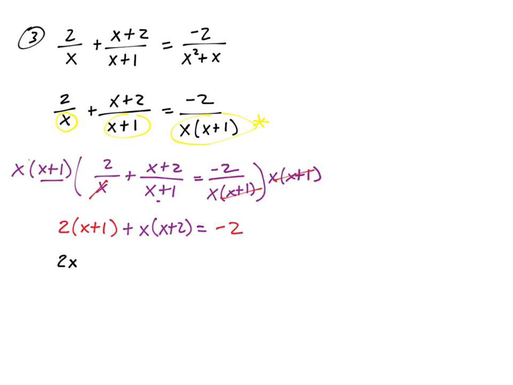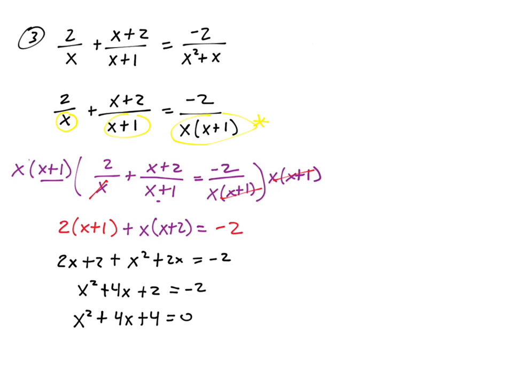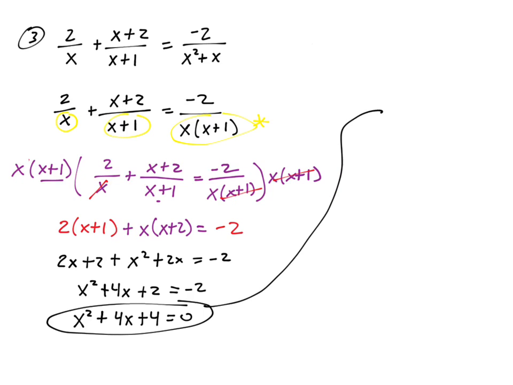So we've got 2x plus 2 plus x squared plus 2x equals negative 2. Let's combine our like terms and let's clean everything up. So we've got x squared, we've got plus 4x, and then we've got plus 2 equals negative 2. We can bring the 2 over by adding it. So since we're dealing with a quadratic, we need to set it equal to 0. So plus 4 equals 0. So we want to factor this now. So x squared plus 4x plus 4 equals 0. Factor this, you've got x plus 2 and x plus 2 equals 0. Well, in this case, I know right off the bat that x equals negative 2.